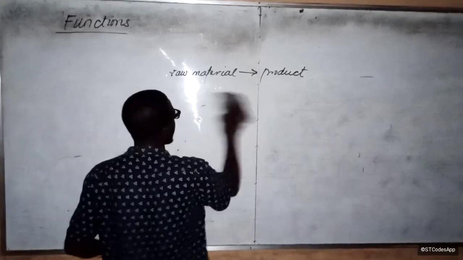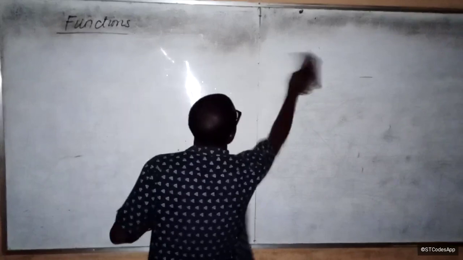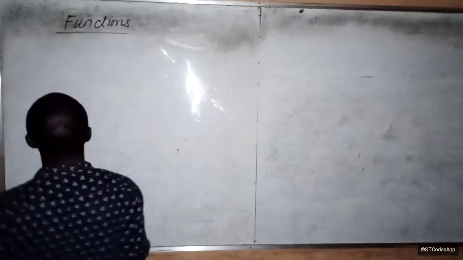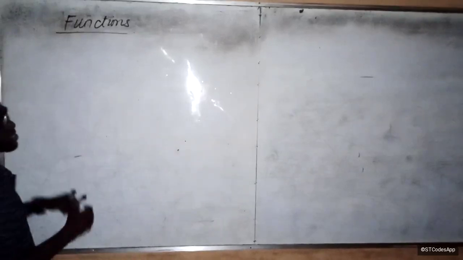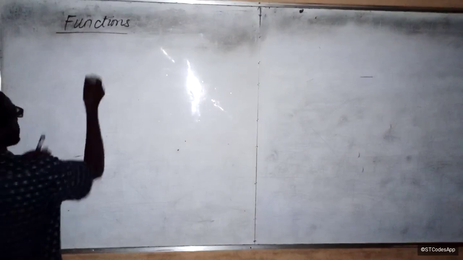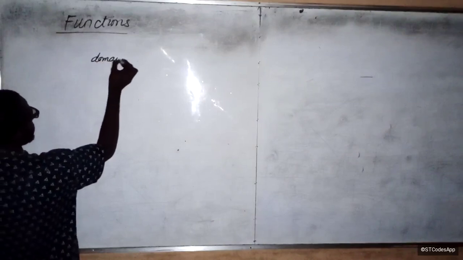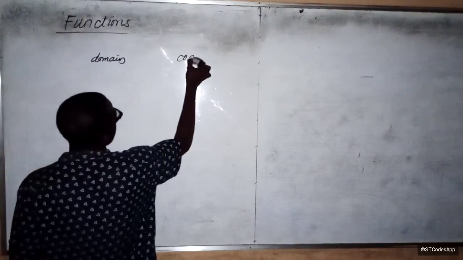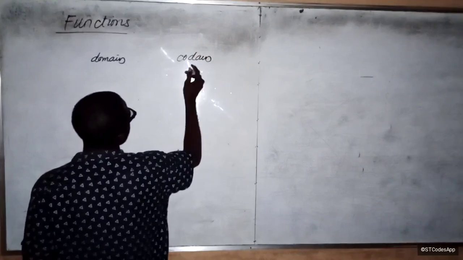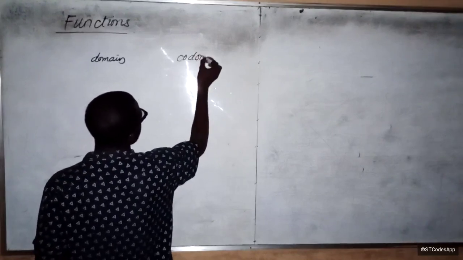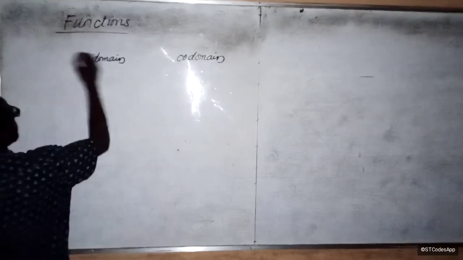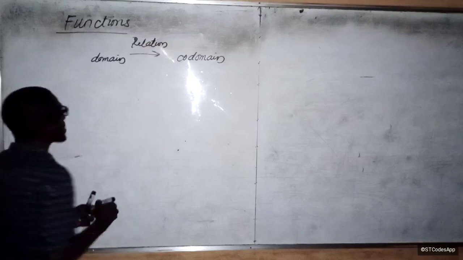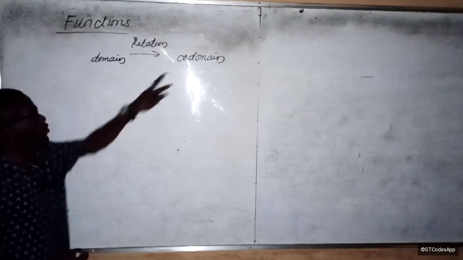Now, mathematically, we define a function as a relation in which every element in the domain, so there is a domain, has exactly one image in a codomain. A relation. So basically, it's a relation that gives every element in a domain a value in the codomain.